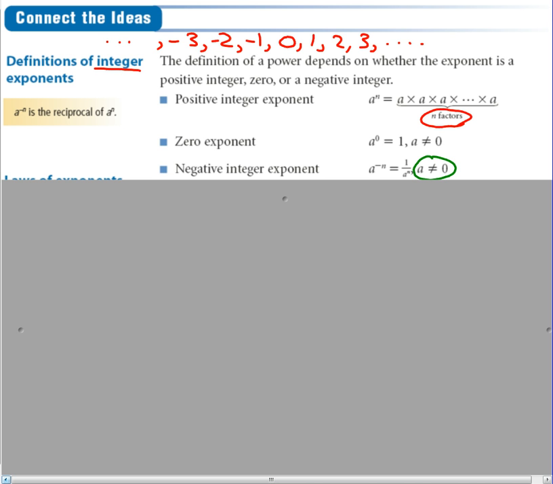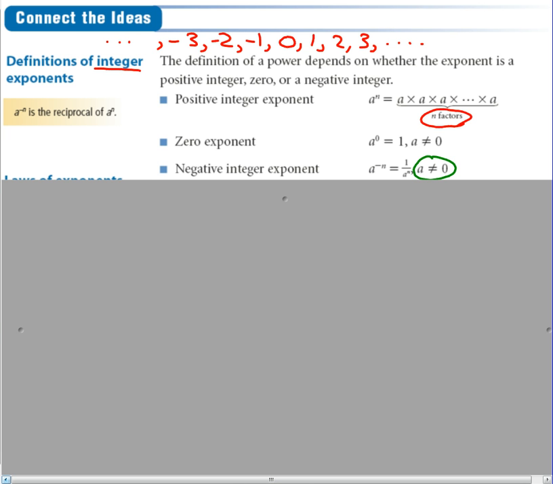And obviously division by 0 is undefined. It doesn't give us a defined value. Okay, so those are our definitions. We have the positive integer exponent definition, the 0 exponent, and the negative integer exponent definitions. Let's start looking at how to apply these integer laws.